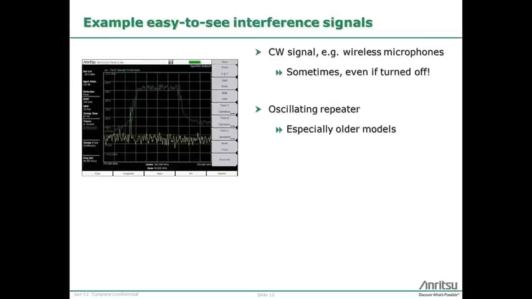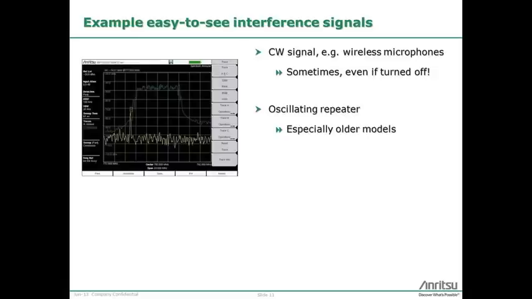So let's talk about some of those examples. We'll start with easy cases. The one I was just talking about is particularly easy, where there's a CW signal in the guard band where there's kind of no other signal around. Those are particularly easy to see. It could be a wireless microphone, for example.